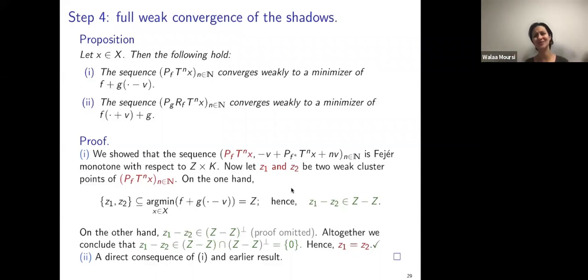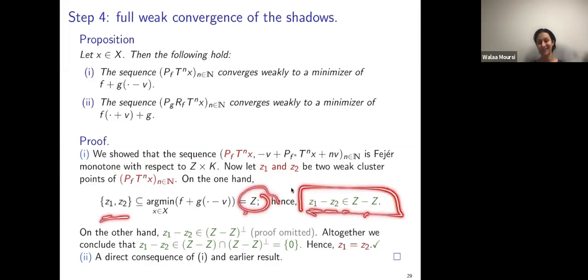We don't get Fejér monotonicity separately. I can't say that this is Fejér monotone with respect to Z, and this is Fejér monotone with respect to K. We just need to work with the primal-dual pair. Now, how do we prove full convergence? Well, I pick 2 cluster points, and if we're lucky, we can show that they coincide. And this is exactly what we are going to do. I take 2 weak cluster points of the shadow sequence. And on the one hand, in step 2, we proved that they are both in Z, and therefore it's clear that their difference is in Z minus Z.